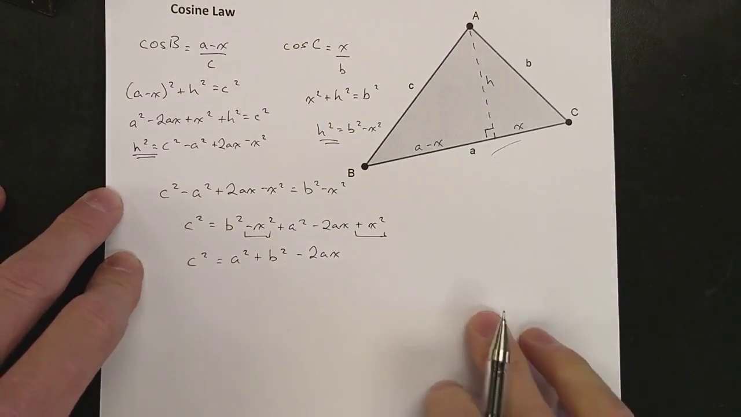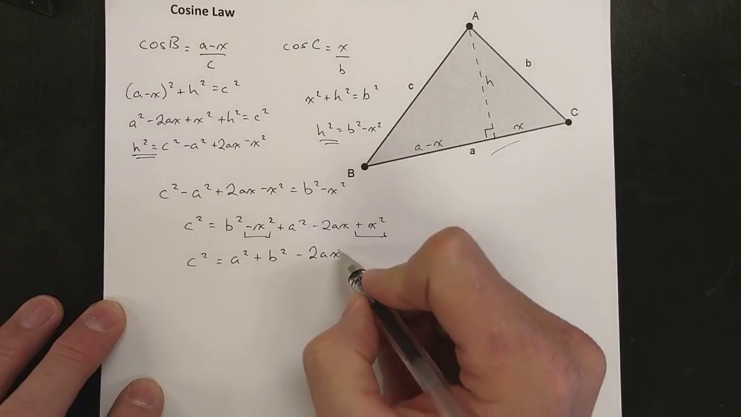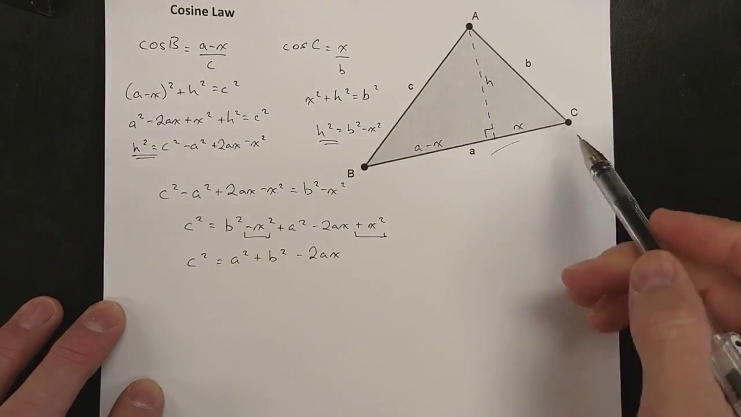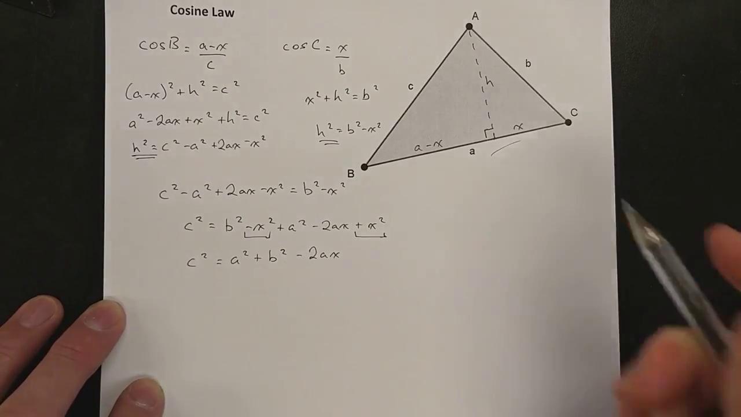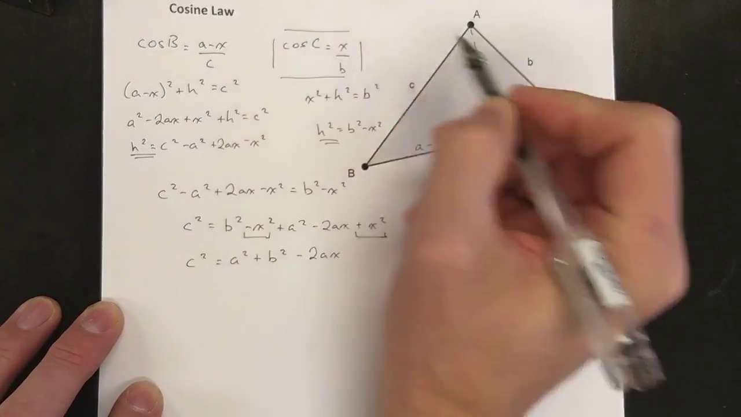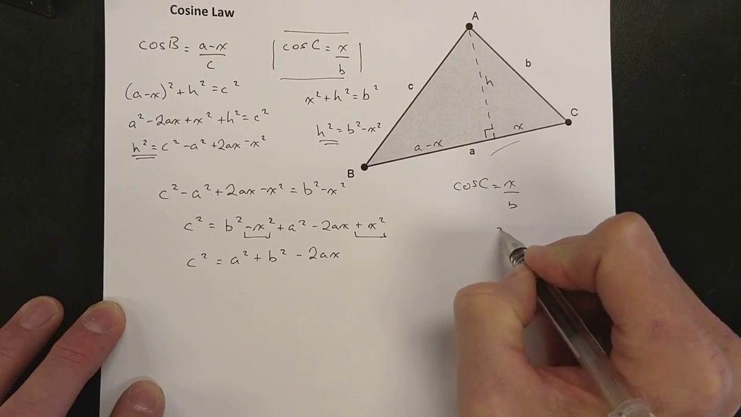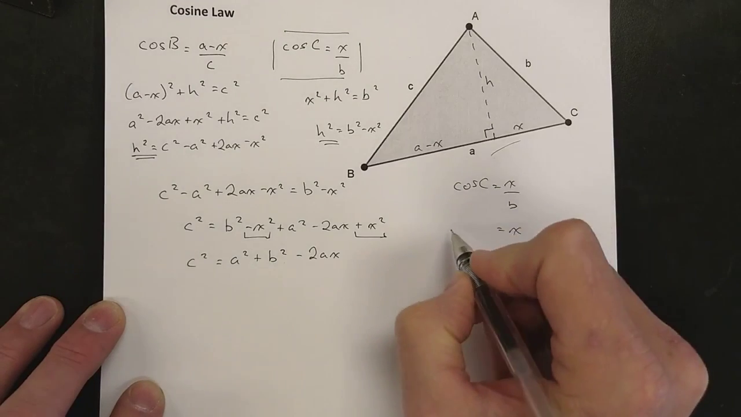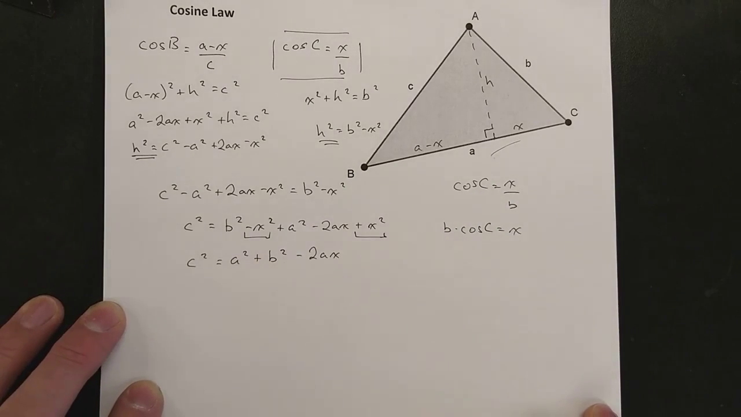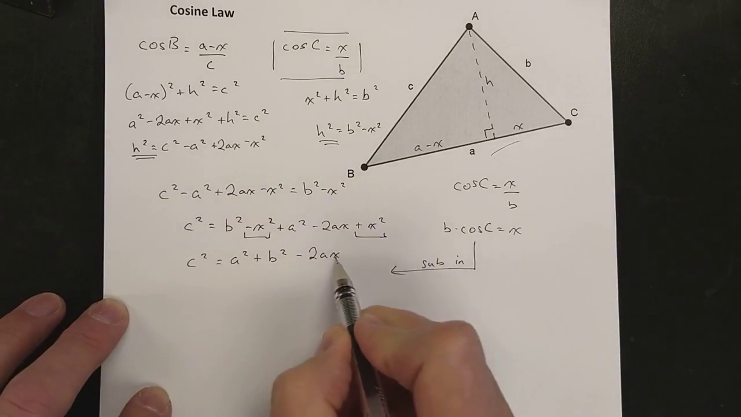I've got this thing written together in terms of c and a and b, but I have this x, and it's going to be pretty rare that I know what x equals in this triangle. So I'm actually going to take this relationship, this cosine ratio that we developed at the very beginning, and say, well, if cos of c equals x over b, I can multiply both sides by b and get that x equals b times cos c. And I'm going to sub that in for x here.